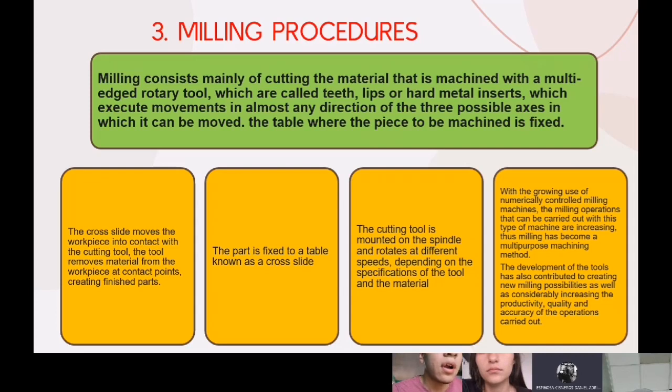With the growing use of numerically controlled milling machines, the milling operations that can be carried out on this type of machine are increasing, thus milling has become a multipurpose machining method. The development of the tools has also contributed to creating new milling possibilities as well as considerably increasing the productivity, quality, and accuracy of the operations carried out.